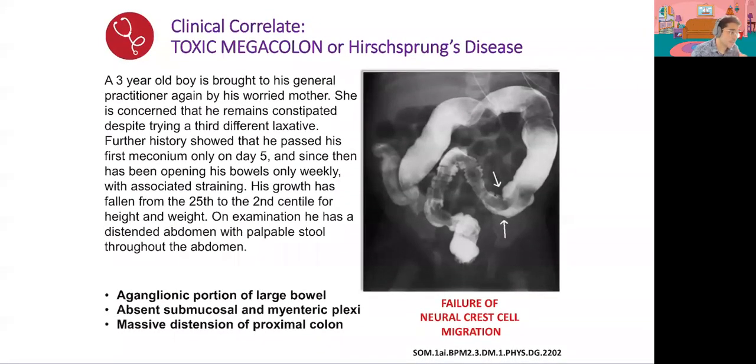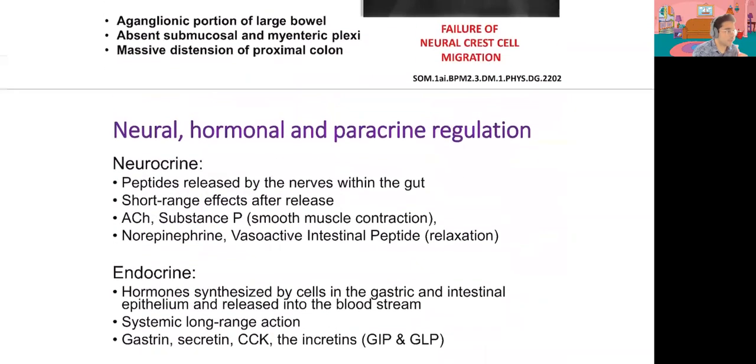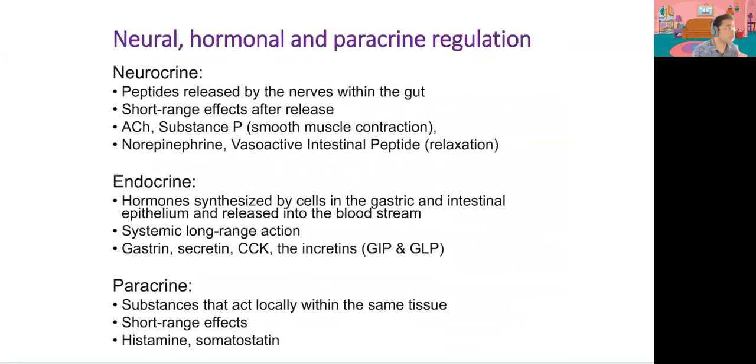Guess what, guys? Toxic megacolon. Everything's missing. You have no ganglia of the large bowels, absent submucosa, as well as the myenteric plexus, as well as massive distension of the proximal colon, right? That's because everything's kind of blocked up. There's no peristaltic movements here, right? So that tends to be the problem, right? Failure of neural crest cells, as always.